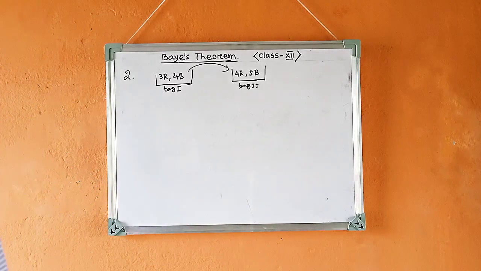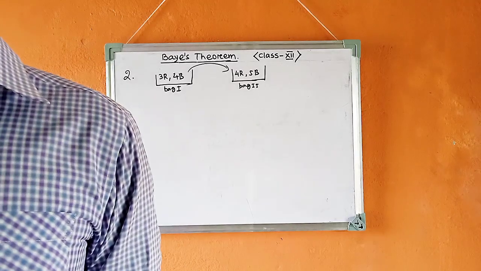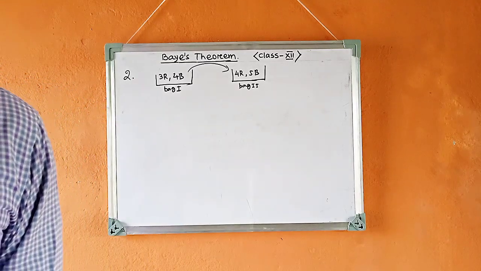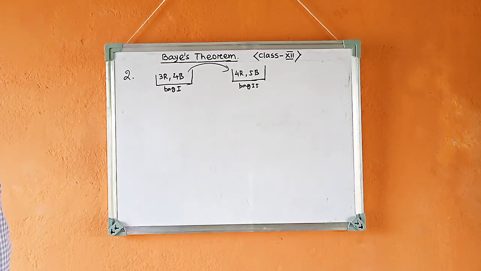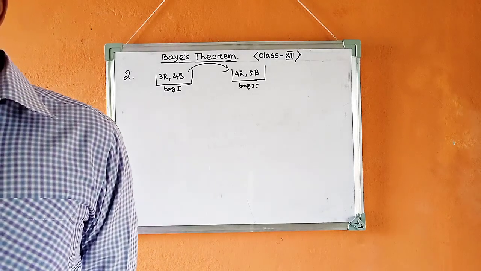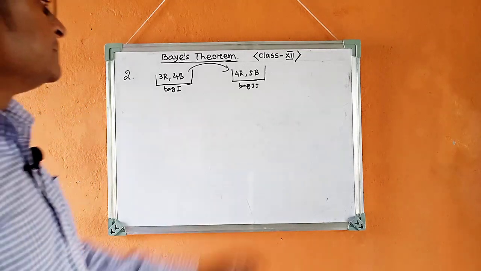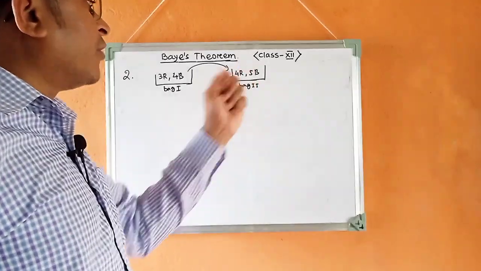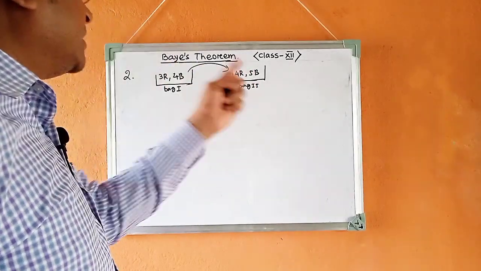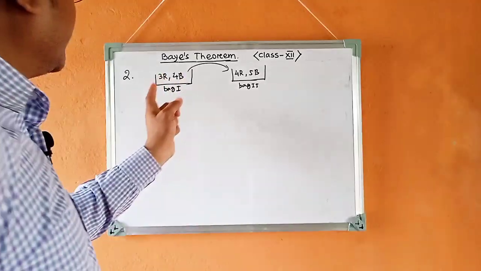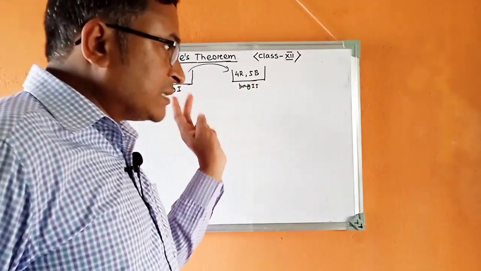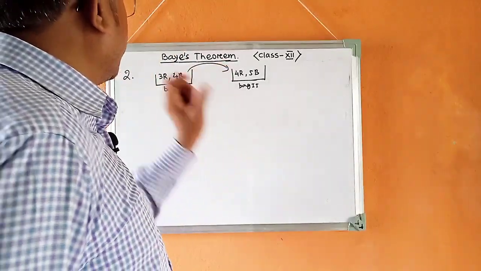Listen carefully, I repeat the question. Bag 1 contains 3 red and 4 black balls, and bag 2 contains 4 red and 5 black balls. One ball is transferred from bag 1 to bag 2, and then a ball is drawn from bag 2. If the ball drawn is red, then find the probability that the transferred ball is black. That means when we pick a ball from bag 2 after transfer, this ball is red, and we find the probability that the ball transferred from the first bag to the second bag is black.